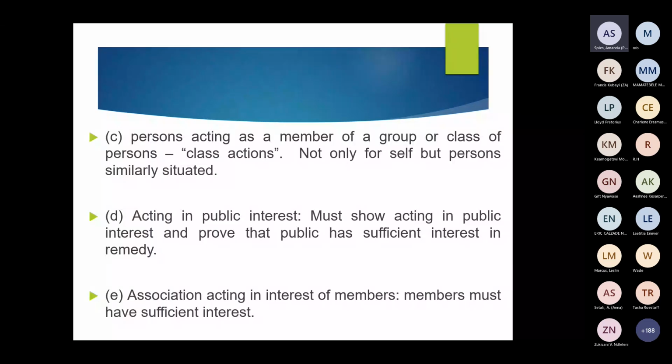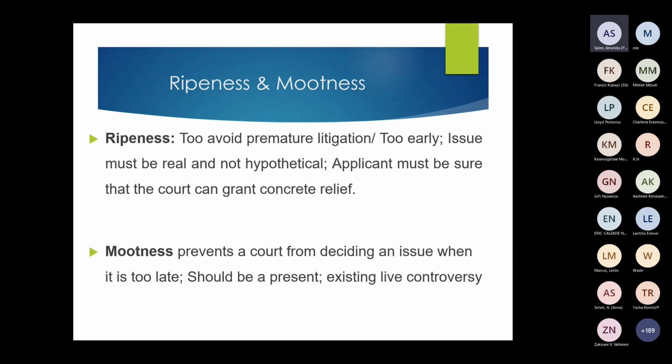Again, the concept of sufficient interest as opposed to personal interest. And then also an association acting in the interest of its members. The members must have sufficient interest. So again, you can see, as with Section 8, that basically makes the Bill of Rights and the Constitution applicable to everybody. Section 38 allows for a very broad category of people to enforce their rights and to have standing before the courts.